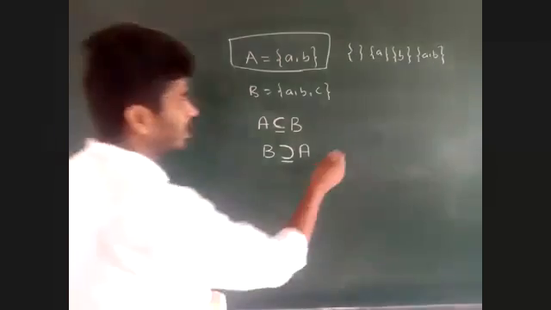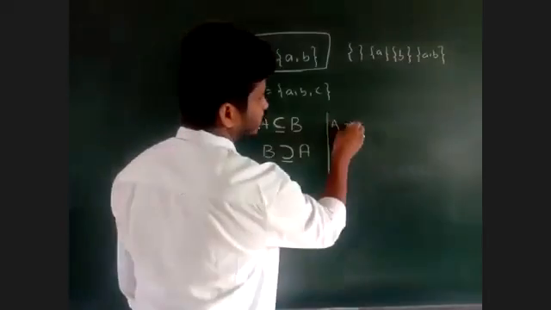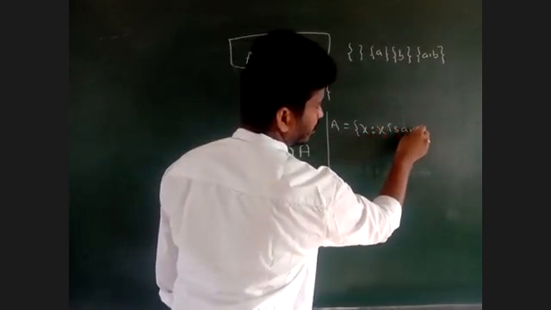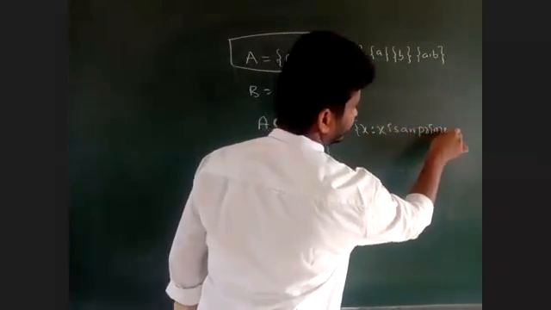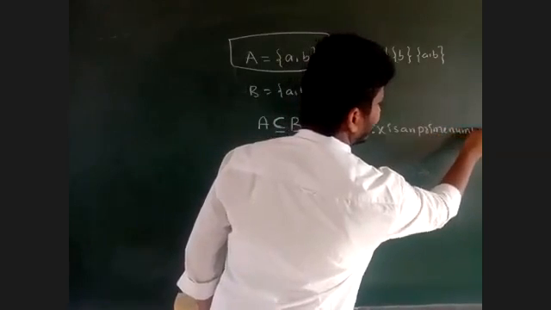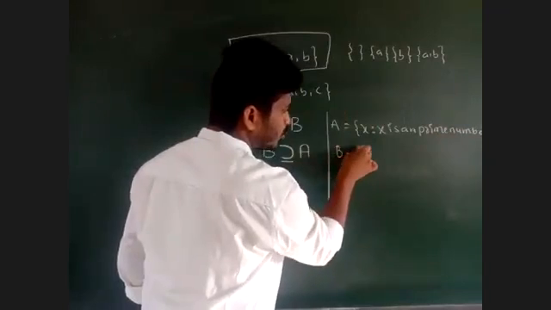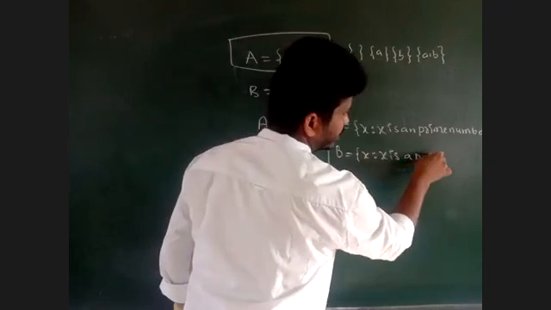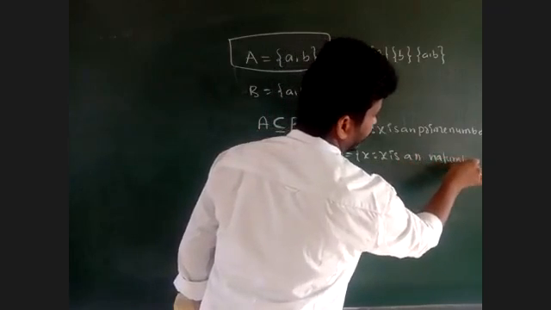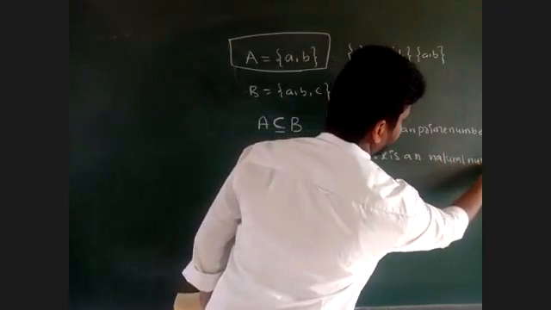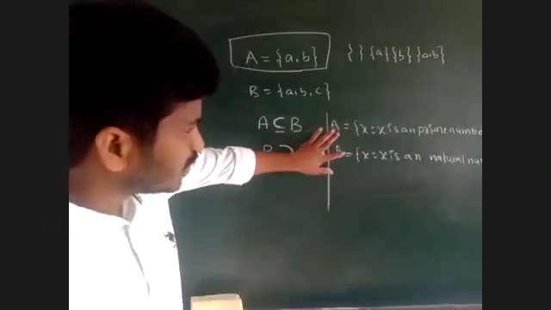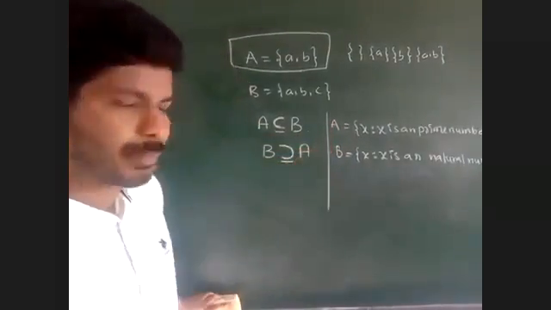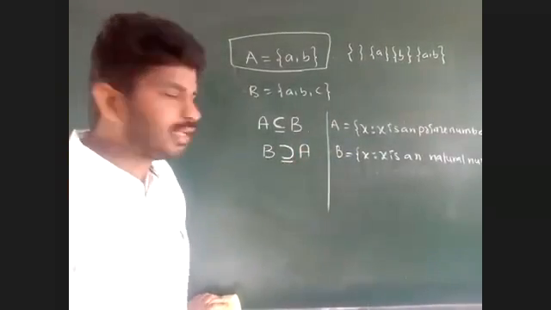Take one more example, in set builder form. Set A equal to {x such that x is a prime number}. Take another set B equal to {x such that x is a natural number}. Then are these two sets, first of all, subsets or not? Is A a subset of B or not? A is a subset of B, sir.